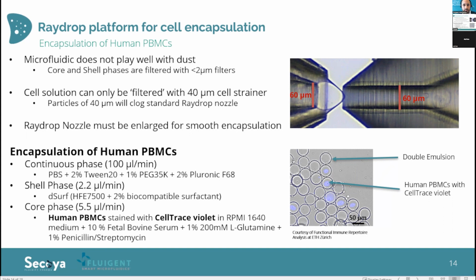And on the right part of the screen, you can see a picture where you see a lot of double emulsion, which are monodisperse and around 50 micrometer in diameter. In some of them, you can see a violet dot, here, which corresponds to the fluorescent signal emitted by the cell.